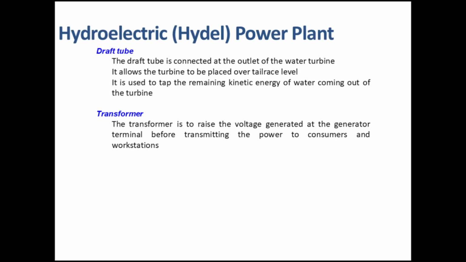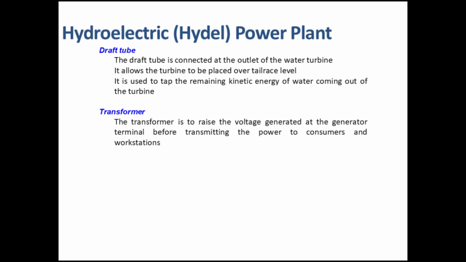Draft tube. The draft tube is connected at the outlet of the water turbine. It allows the turbine to be placed above the tail race level. It is used to tap the remaining kinetic energy of water coming out of the turbine. Transformer. The transformer is used to raise the voltage generated at the generator terminal before transmitting the power to consumers and workstations.